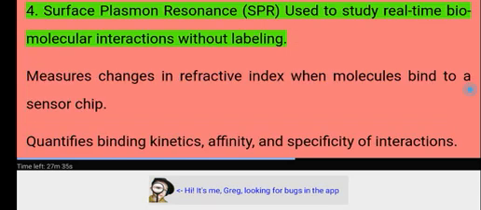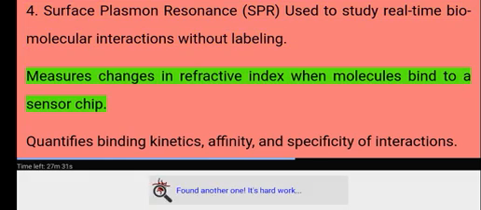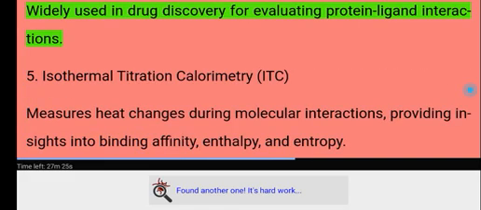4. Surface plasmon resonance, SPR, used to study real-time biomolecular interactions without labeling. Measures changes in refractive index when molecules bind to a sensor chip. Quantifies binding kinetics, affinity, and specificity of interactions. Widely used in drug discovery for evaluating protein-ligand interactions.